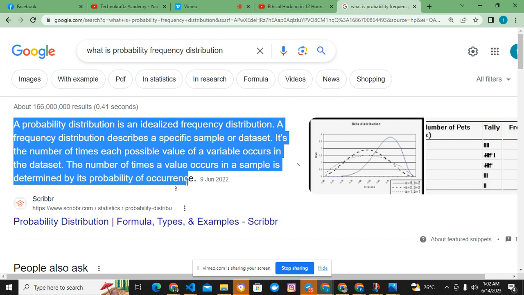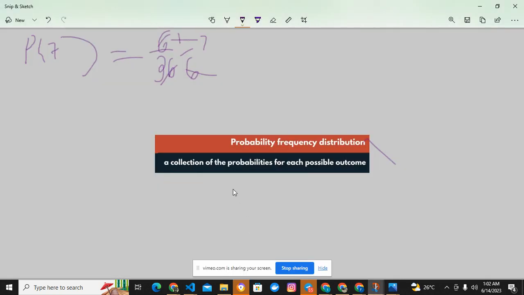So from this definition, we can further simplify it to mean, we can simply put it to be a probability frequency distribution as a collection. We can give it this simple definition by saying a collection of probabilities for each possible outcome, which summarizes the definition we just saw in Google.